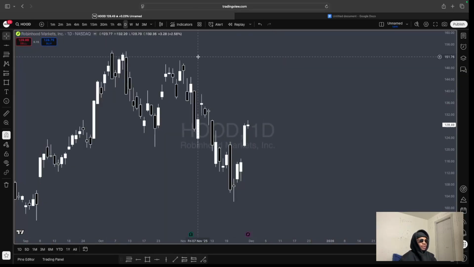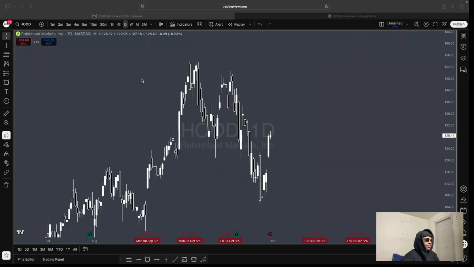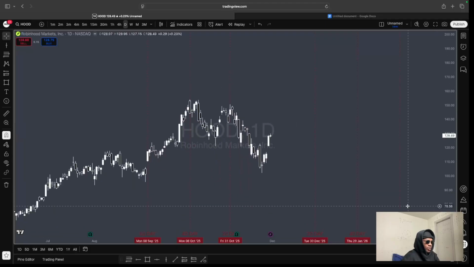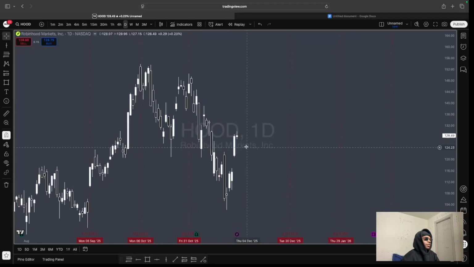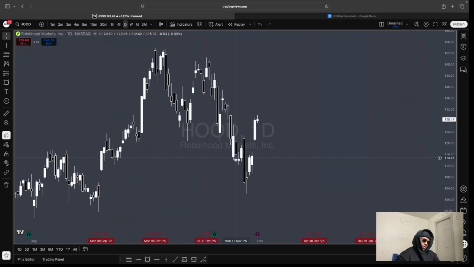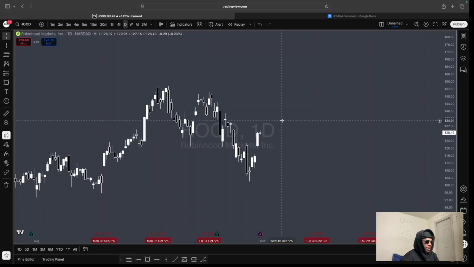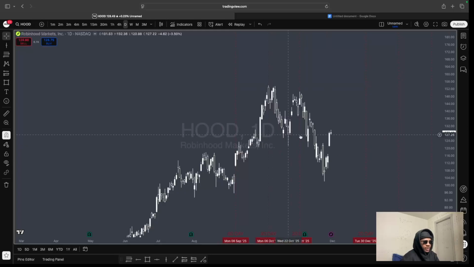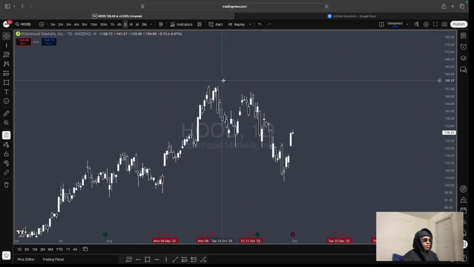Now moving on to HOOD. Now I got the dealing ranges for Robin Hood. Robin Hood, who robbed the hood. Now I'm finna mark out the dealing range to see where Robin Hood is at. Robin Hood had a little pullback, but hopefully ends the year out strong. I don't know if it do.